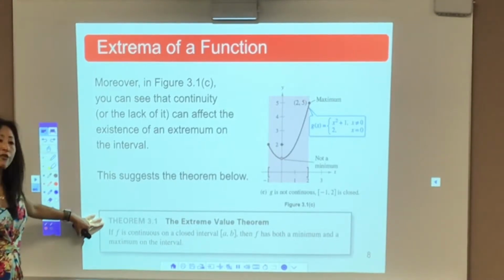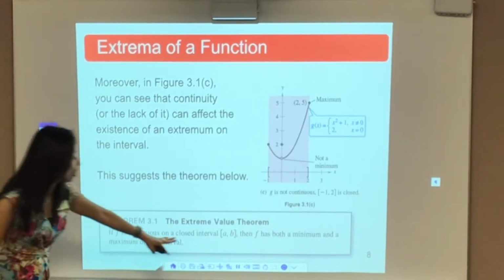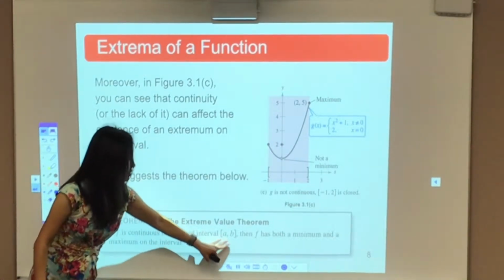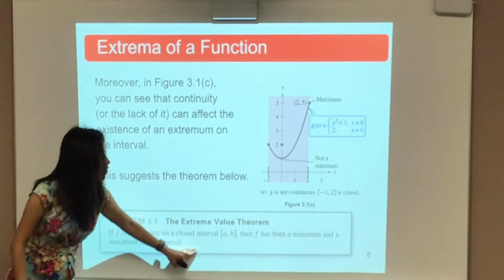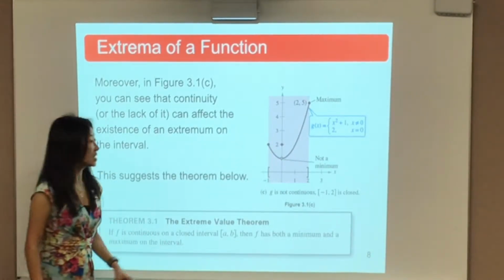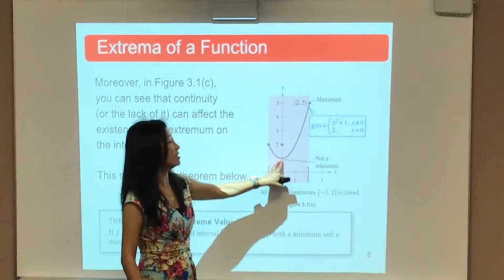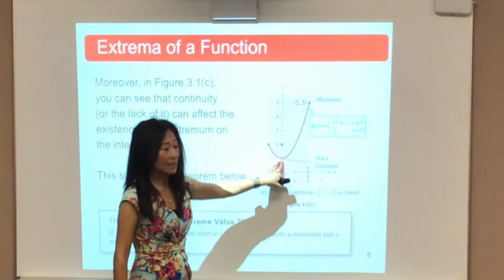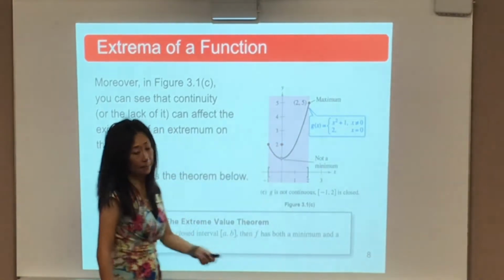The extreme value theorem says if f is continuous on a closed interval, then f has both a minimum and a maximum on the interval. For this case, I do have a closed interval, but I don't have a minimum, because this value is missing. There's a value at 2 over there, but that is not a minimum.